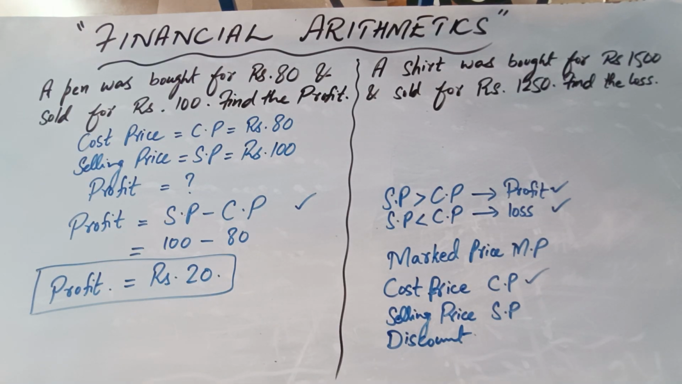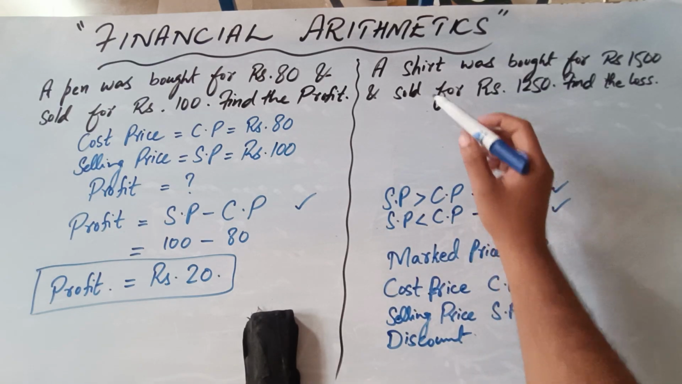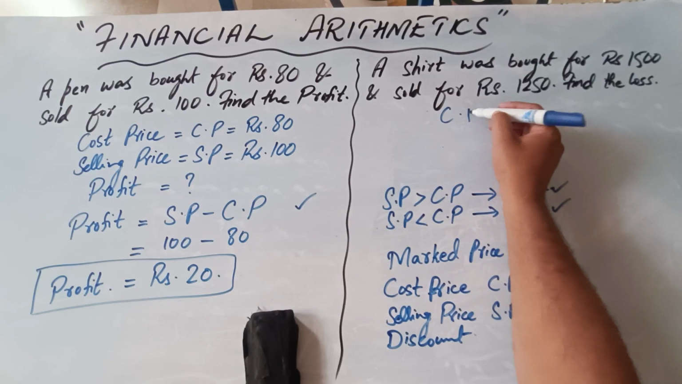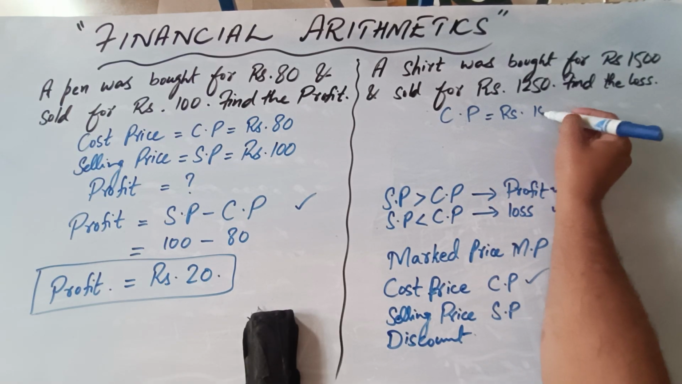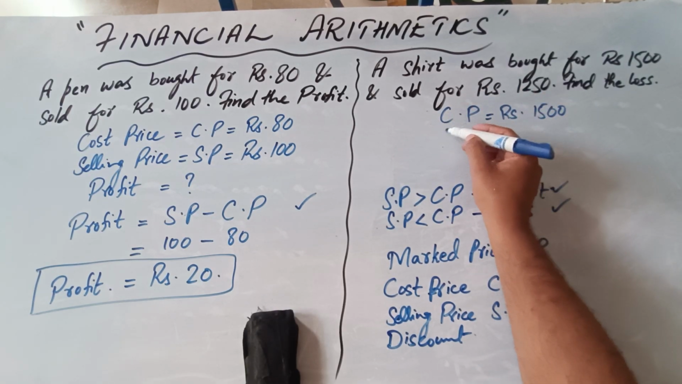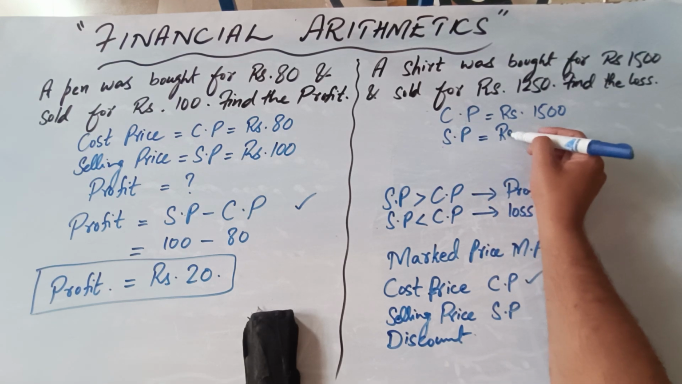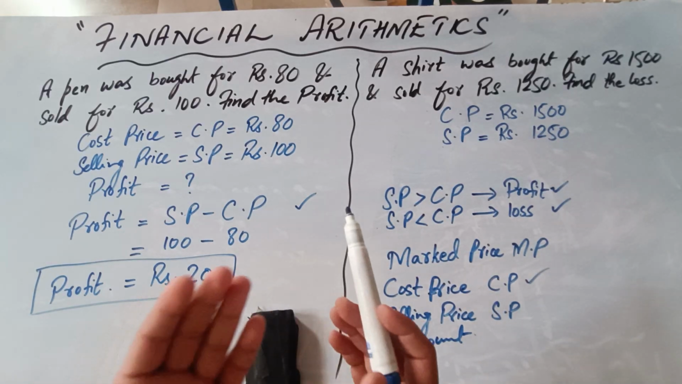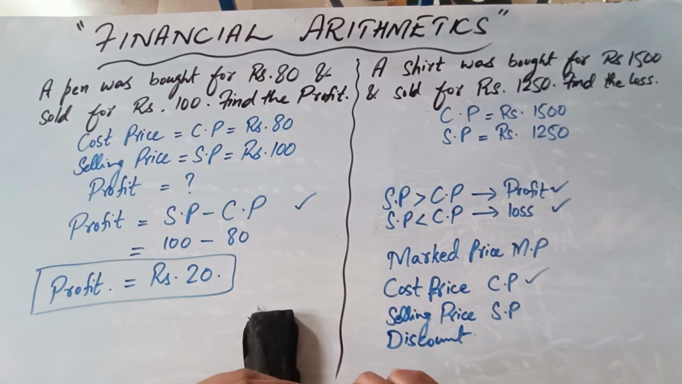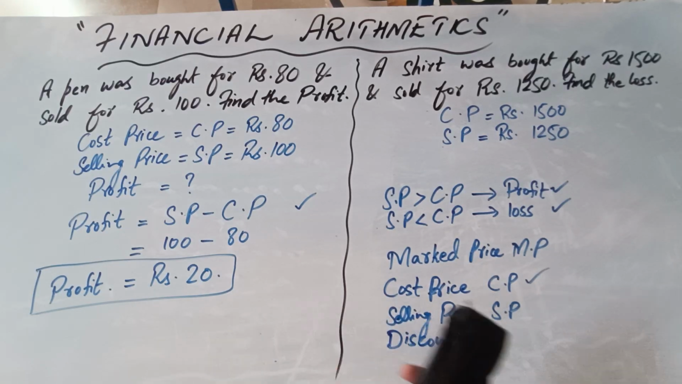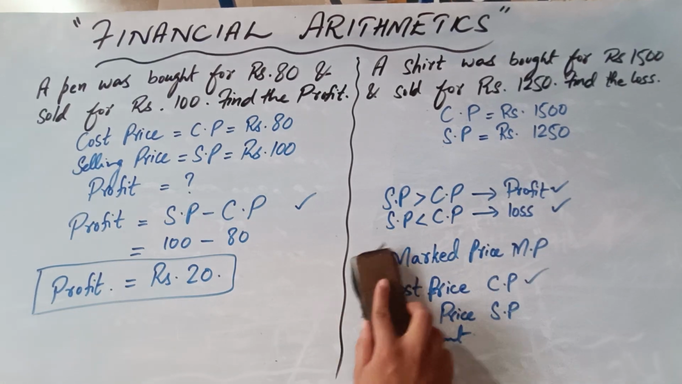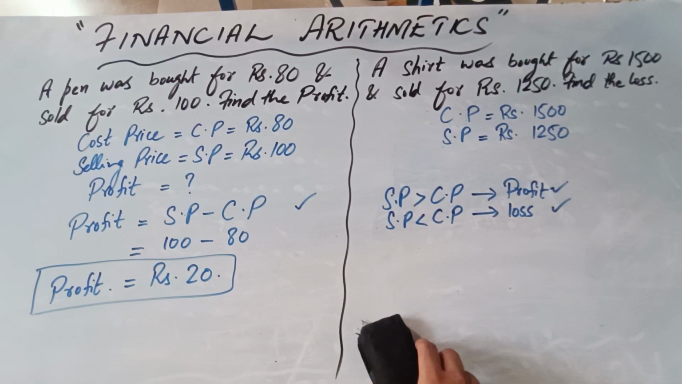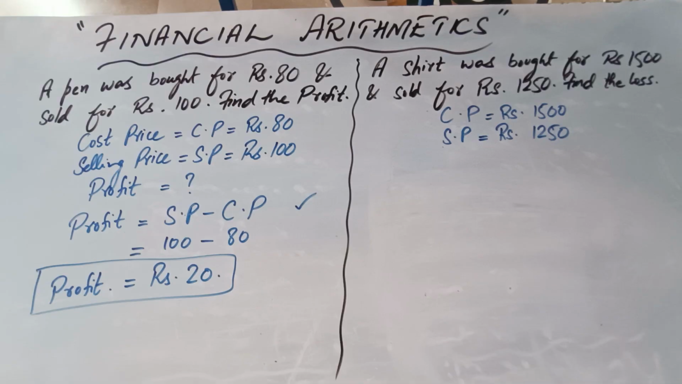Now we will see another question. The shirt was bought for rupees 1500, bought means cost price, and sold for SP rupees 1250. Now if I am purchasing a shirt at rupees 1500 and selling at a lesser amount, 1250, over here the selling price is lesser than cost price. It means that loss is happening in this particular case. So we need to find out loss.